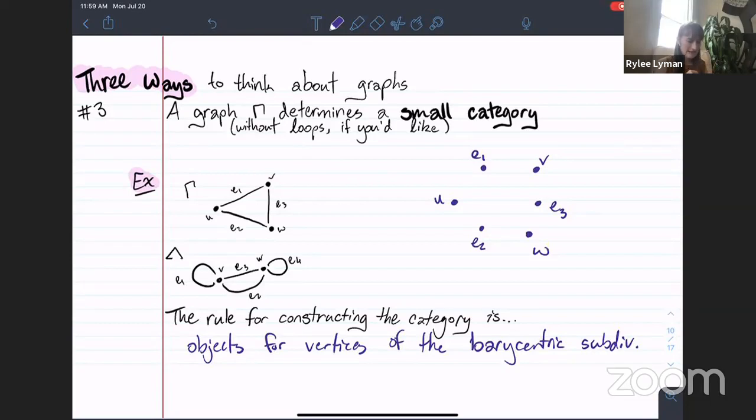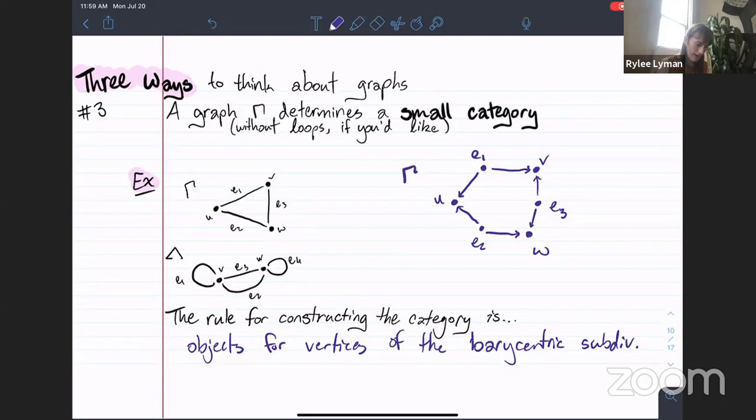Categories also always have to have identity arrows, so I'm just going to ignore those. The only other arrows that I'm going to have are going to be from an edge to the vertices that it is incident to. So since E1 was incident to U and V, I have an arrow from E1 to U and an arrow from E1 to V. Similarly for E2 and similarly for E3. So this is the category gamma. I am not going to name these arrows at this time, but I will on the next slide.